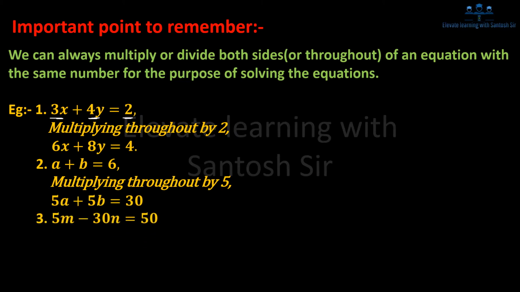Here I have 5m - 30n = 50. If I look at the three numbers over here, each number is divisible by 5. So I can make it simple by dividing throughout by 5. So what will happen? 5 divided by 5 will give me 1. 30 divided by 5 will give me 6. And 50 divided by 5 will give me 10. So we will get m - 6n = 10. We can do this for the purpose of solving.